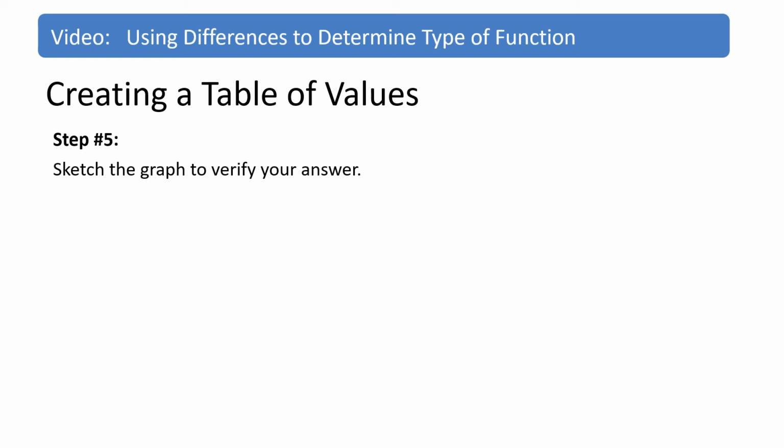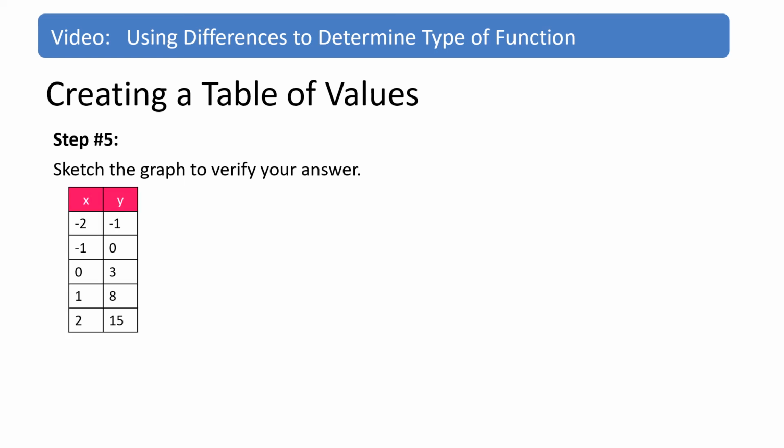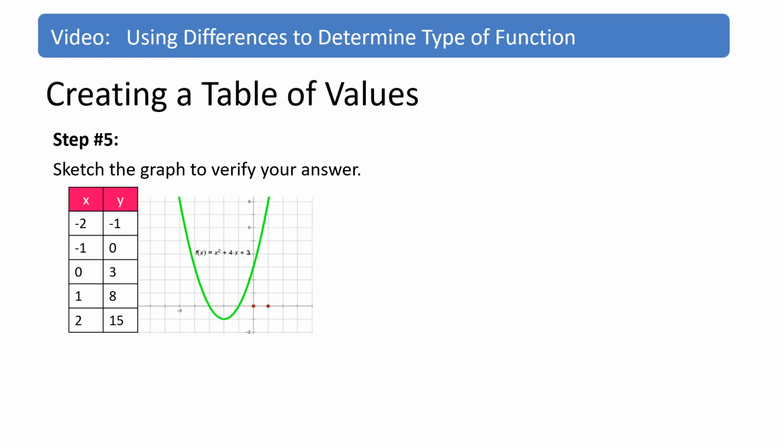Step 5, graph and verify your answer. So here's our table of values. We will now plot these points. 1, 8, 0, 3, -1, 0, -2, -1. And you'll notice you'll get half the parabola.